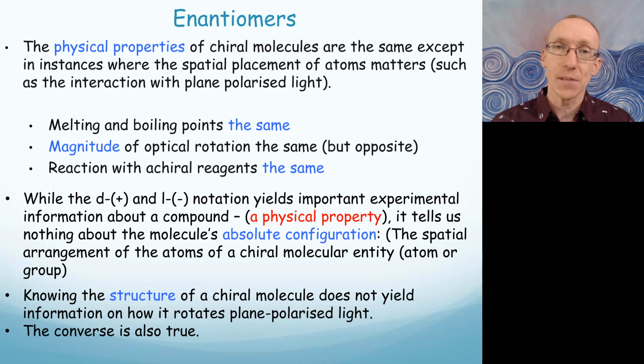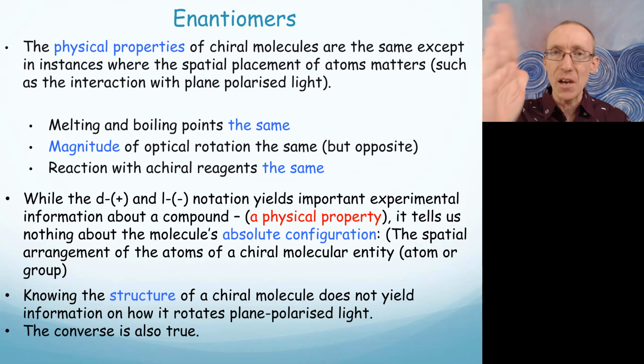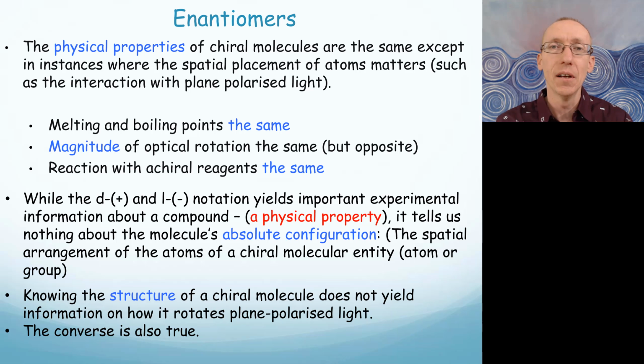The chemistry of enantiomers is also exactly the same with achiral reagents. So we need to have a chiral environment for there to be any difference between enantiomers. So how do we really sort of denote the difference between these things? The D and L, plus or minus notation, is an empirical observation. So we put plane polarized light through a sample, we measure a rotation, but we can't predict what that is, and we can't tell anything about what is the actual three-dimensional arrangement of atoms within that molecule.